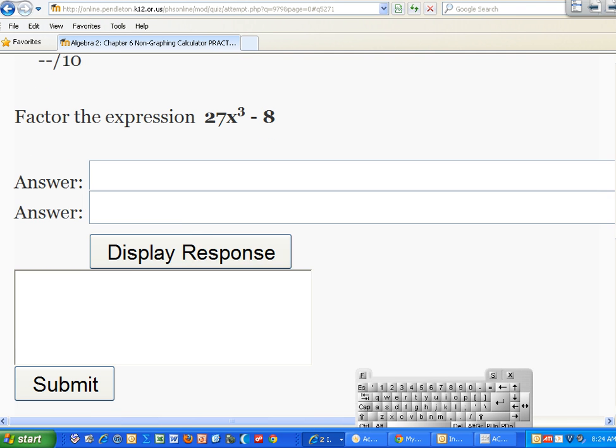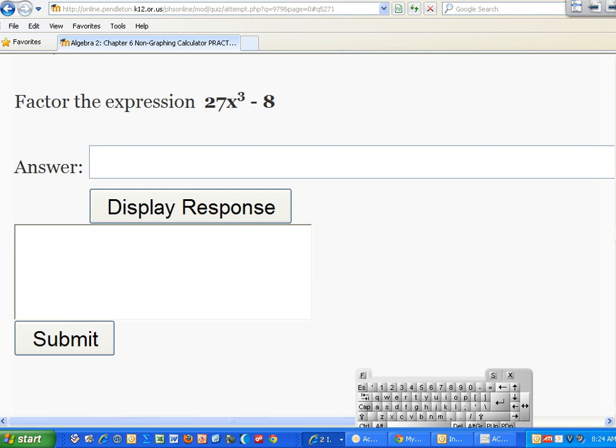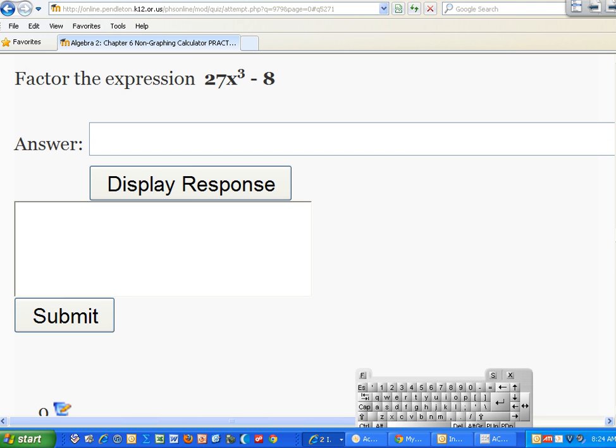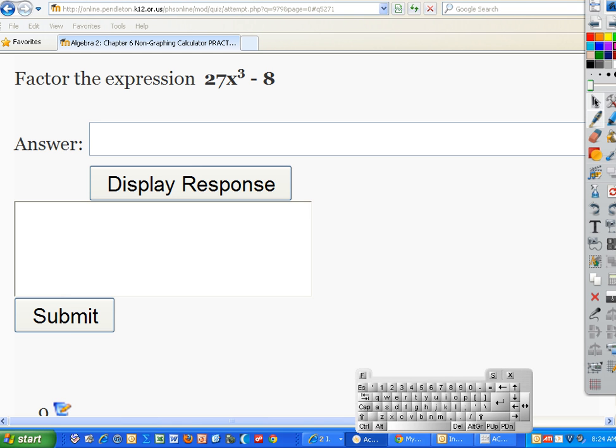Okay, factor. Now we get into some factoring stuff. So what about this? Factor the expression 27x cubed minus 8. How are we going to factor that?